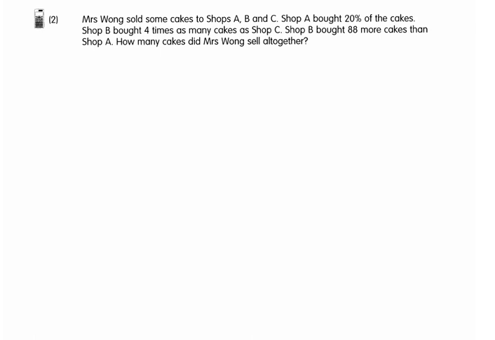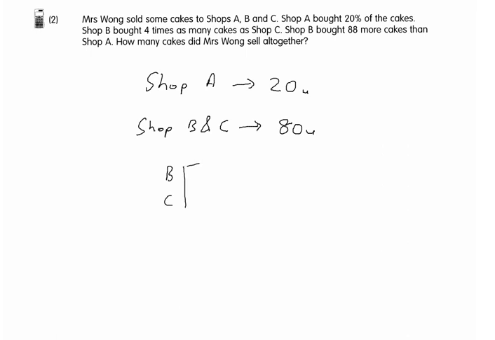Now, Shop B bought 4 times as many as Shop C. So we know that Shop A, you all agree is 20 units. Now, that means Shop B and C is how many units? 80 units, right? You know that B bought 4 times as many as Shop C, right? So all this is 80 units, right? Correct?